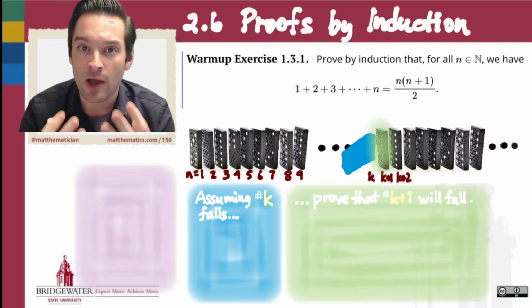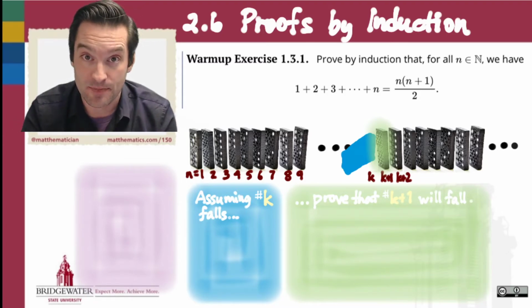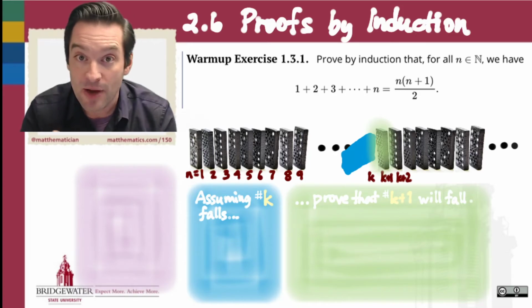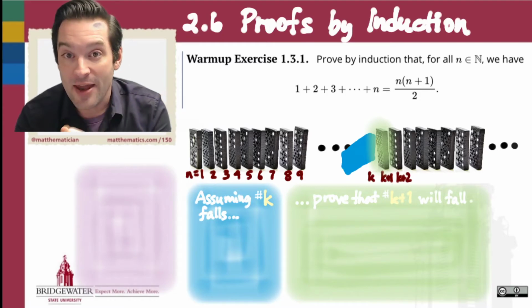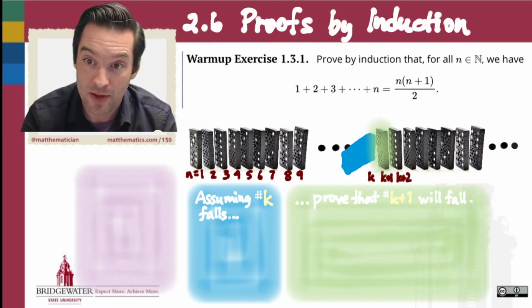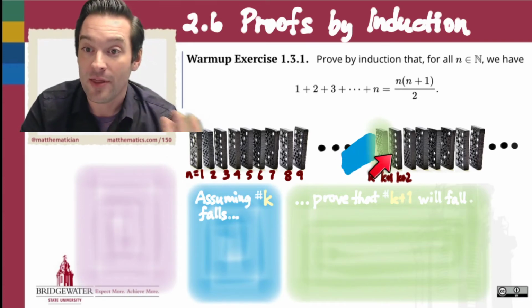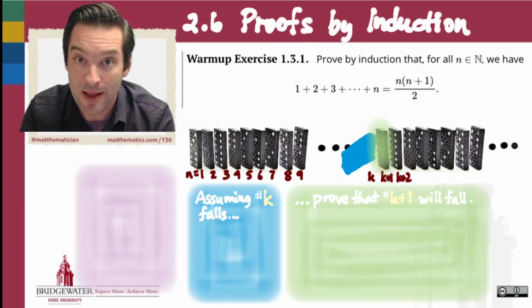So the core of an induction proof is a proof of that implication: that if the kth proposition is assumed to be true, then it must follow that the k plus first proposition is true. So if the kth domino falls, then the k plus first domino must fall. That's where we do most of our work, and that's what shows that these dominoes are all going to fall together.